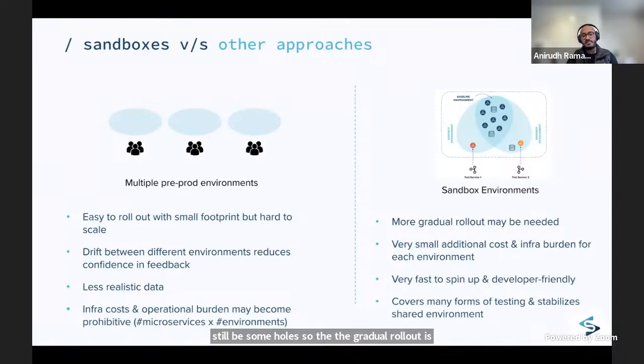But of course, there are many benefits to contrast that with. And then once you get to the end state, there is coverage of all these different forms of testing and really low maintenance and infrastructure burden per environment.